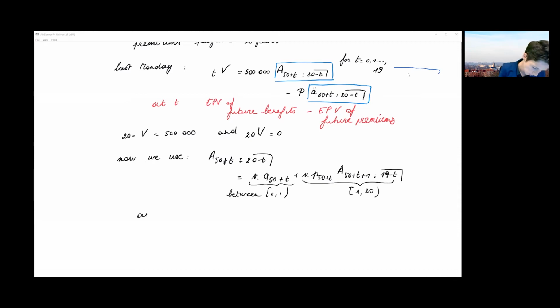And we can do something similar for the EPV of our life annuity, which in this case is taking care of the premium payments in my contract. So here I'm going to do something similar: what is happening in the first year and what is happening from time 1 on.